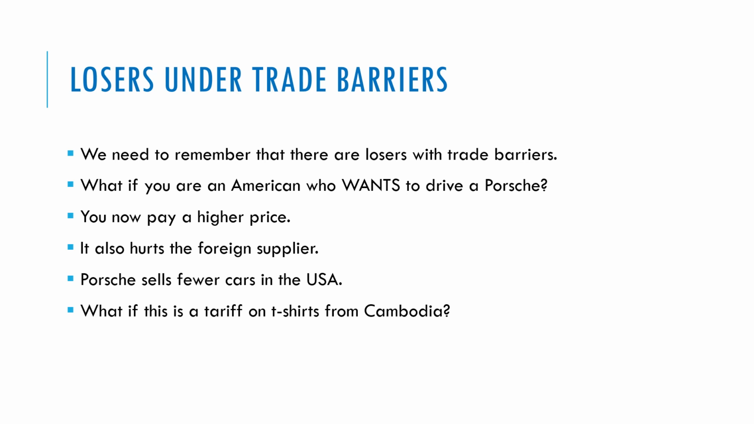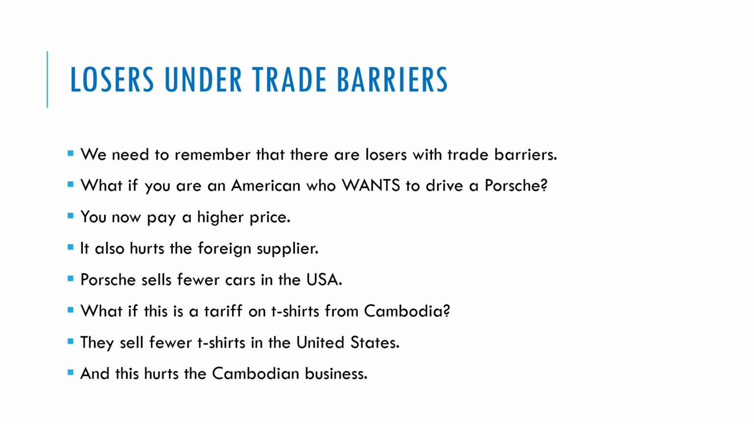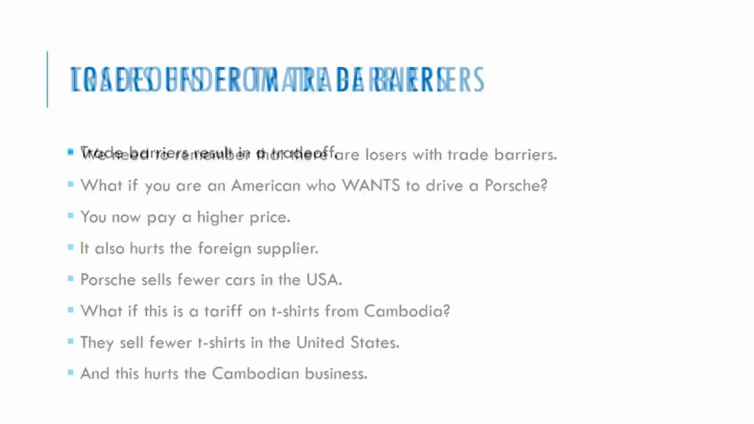So understand that when we put these kinds of trade barriers in place, it's not just on big dollar products from rich companies, right? It could be on a whole lot of things. It could be rice from Thailand. So again, if we put a tariff on t-shirts from Cambodia, then those companies sell fewer t-shirts in the United States. And clearly this hurts the Cambodian business. So while my examples have all been kind of skewed towards big companies selling expensive products, not all tariffs and quotas are on just those kinds of things.